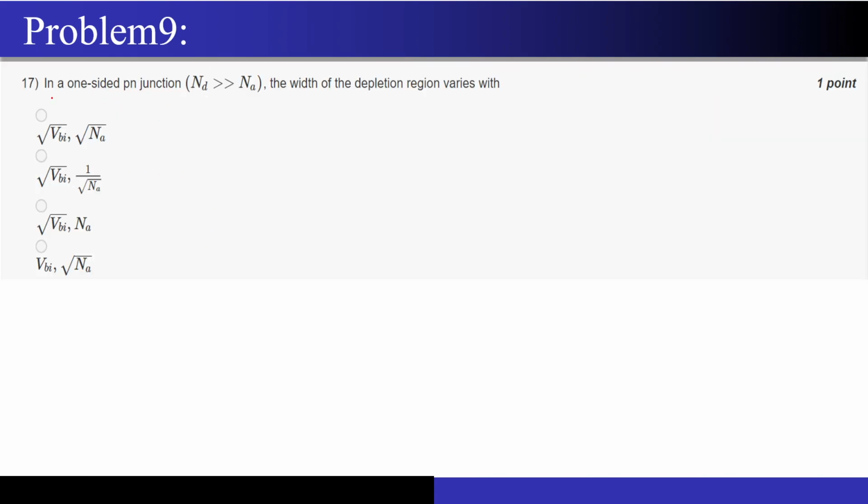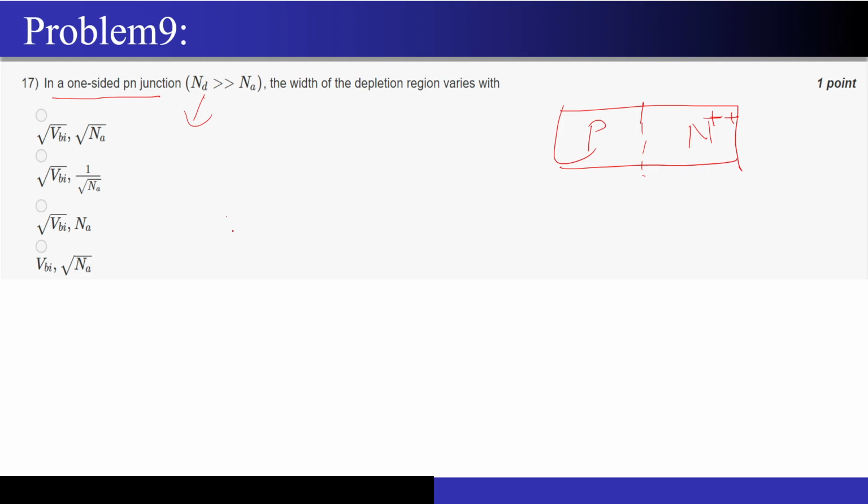In a one-sided PN junction, the width of the depletion region varies with. So what is the one-sided PN junction? So you have a P over here and you have a N over here. But the only difference is your ND is super highly doped. So I can write it as maybe N plus plus. This is what we have also seen in the previous question, right? That GATE question. So this is what we have, right?